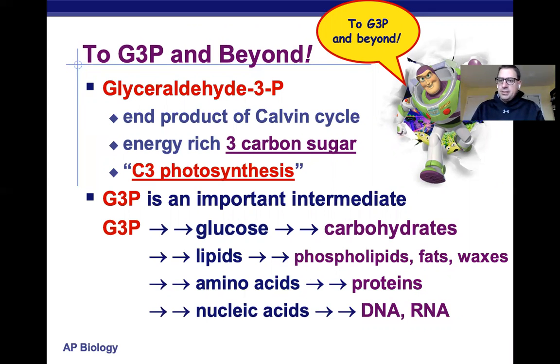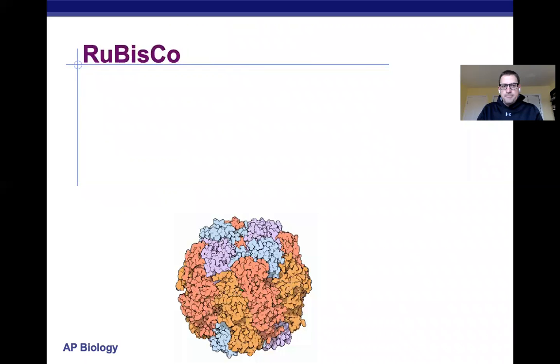The type of photosynthesis that generates G3P, because it is a 3-carbon compound, is called C3 photosynthesis. There are a couple of alternative pathways called C4 photosynthesis and CAM photosynthesis. We are not going to learn about those. They are in your book if you're interested in reading about those, but it's not required by the College Board. And in the interest of time, especially this year, we won't be covering those.